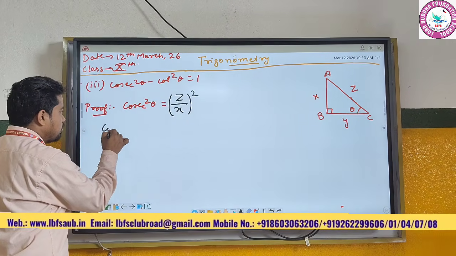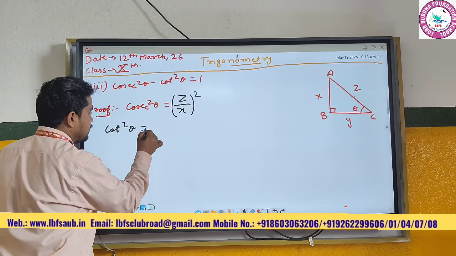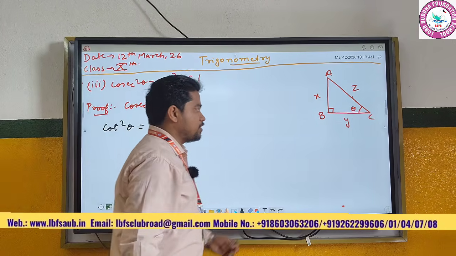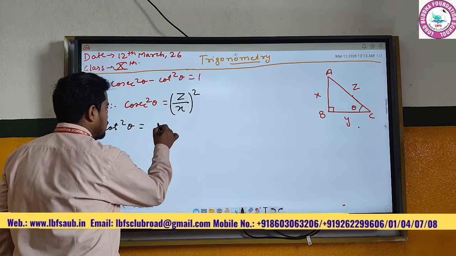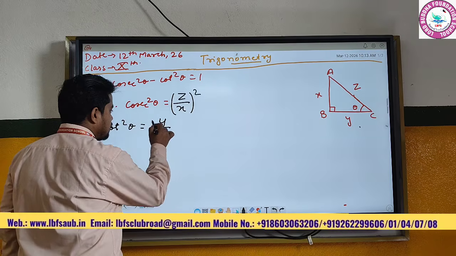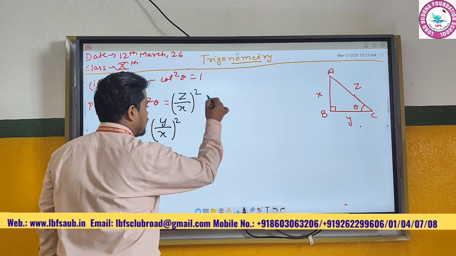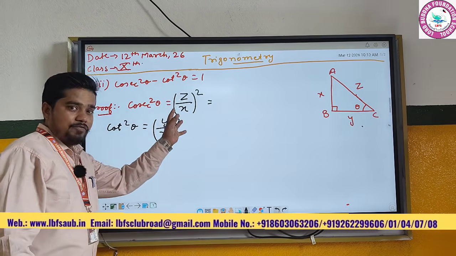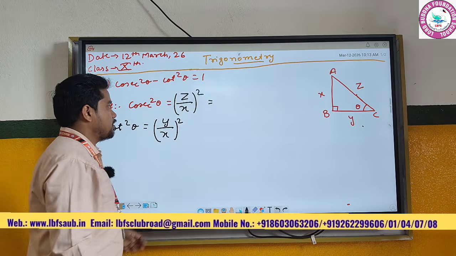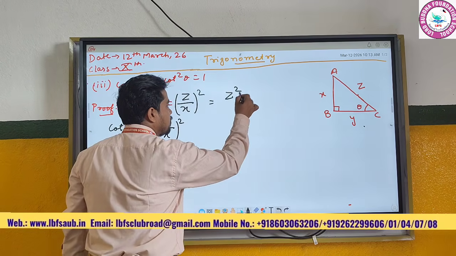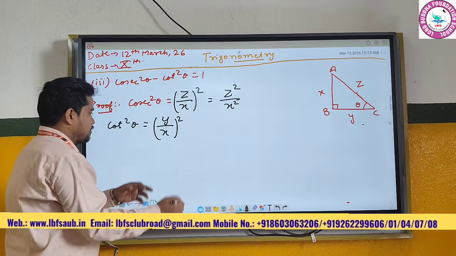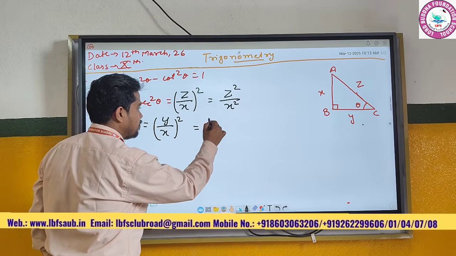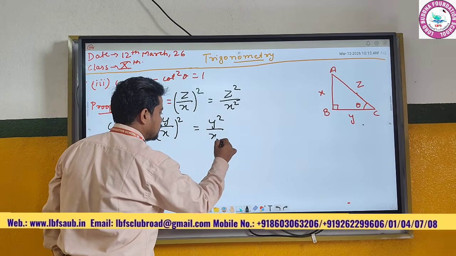Okay, find out the value of cot square theta. The value of cot theta will be y upon x. So we can write it as y upon x whole square. Okay, we are splitting this z upon x whole square, which means z square upon x square, and cot square theta is equal to y square upon x square.